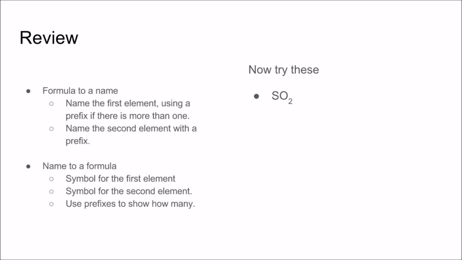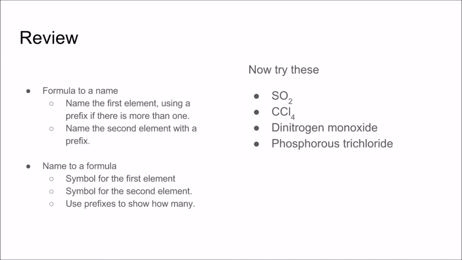So let's try these. SO2, CCl4, dinitrogen monoxide, and phosphorus trichloride. If you go through and do these correctly, you come up with sulfur dioxide, carbon tetrachloride, N2O, and PCl3.